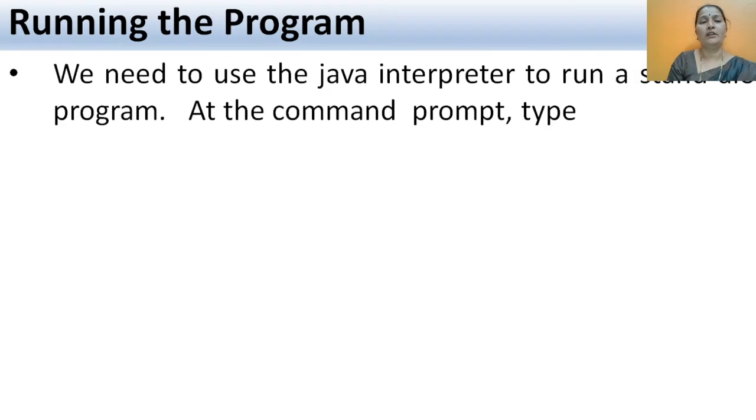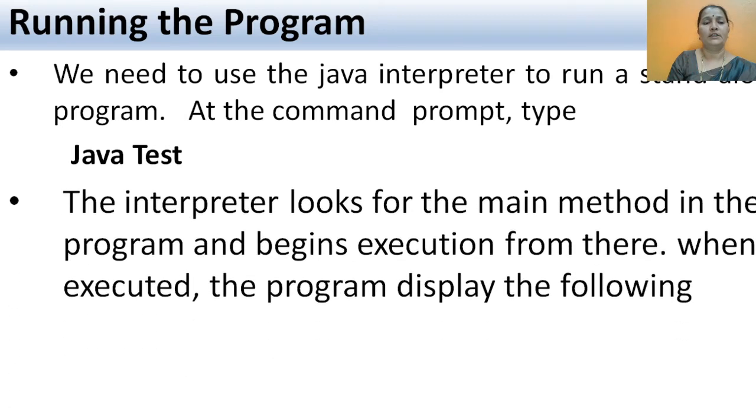How should we run the program? For running the program, we have to go to the command prompt. Then we have to write java test, not javac test. For compilation only we have to write javac test.java. For running we write only java and the file name, test.